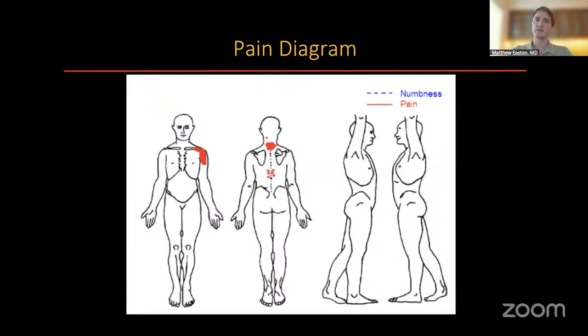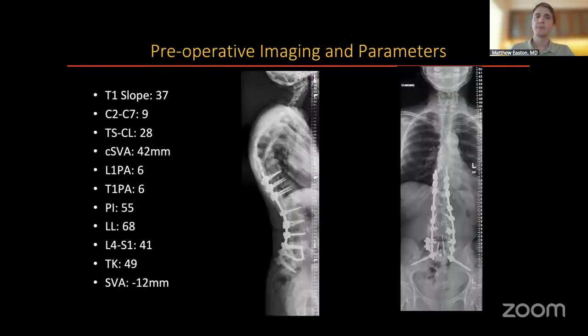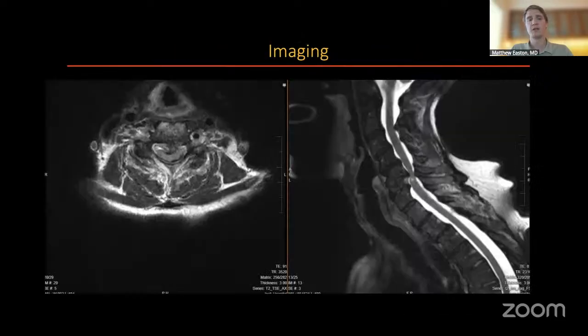Next slide, Dr. Theologis. So this is her standing X-rays in 2020 after her lumbar procedures. You can see she has a high T1 slope of 37, but then her thoracic lumbar parameters are well aligned. And this is her MRI from 2020, once again demonstrating that significant stenosis and some myelomalacia.